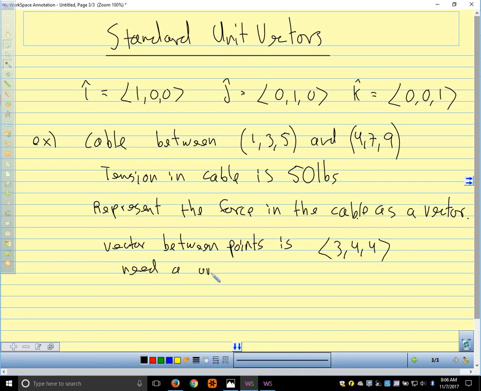The cable is straight. It has a tension. We need a unit vector in that direction because the magnitude of this vector is the distance between those 2 points. We don't care how far apart they are. We just want our vector to point in that direction. So our unit vector.